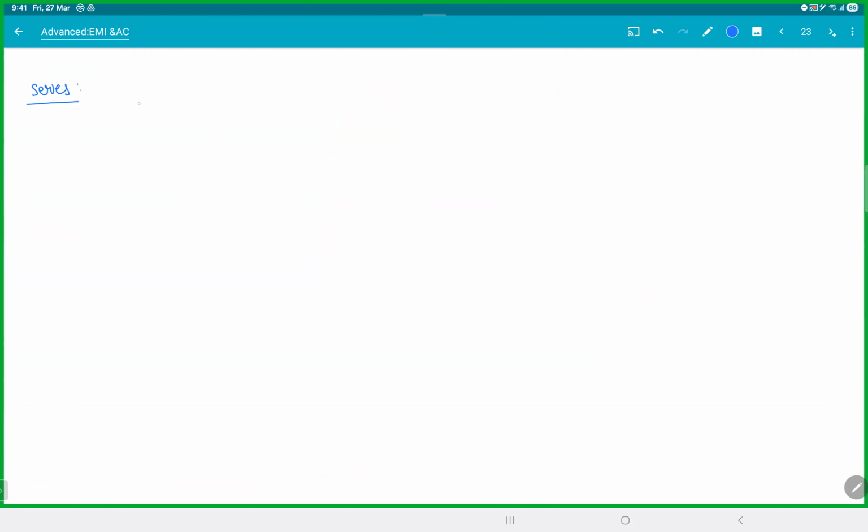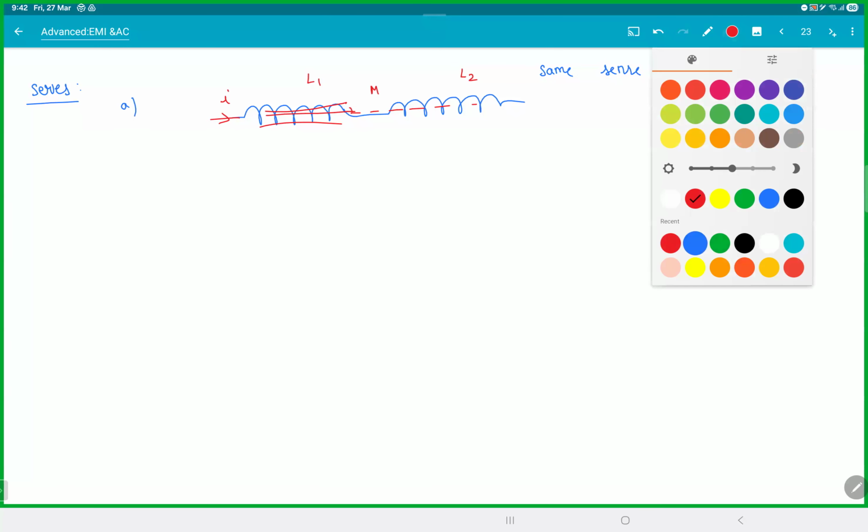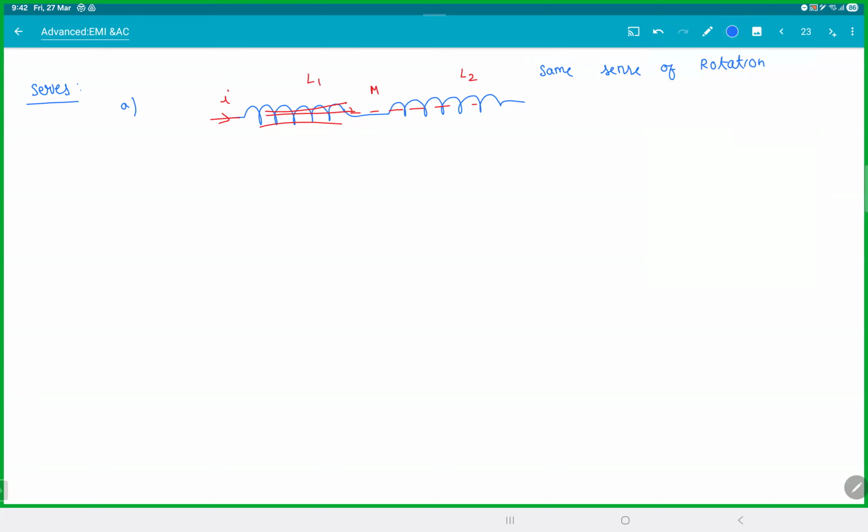So if you have series, the first possibility, both the turnings are in the same orientation. They have the same sense of rotation. Unlike resistors and capacitors, inductors interact with each other. Whatever field lines you're generating here, some of them will start entering this, so the fluxes will get enhanced. If this is L1 and this is L2, and this is mutual inductance, see how I'm writing the equation. That is important.